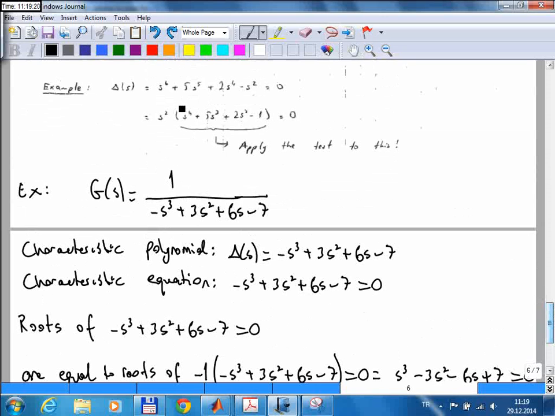In this example, if you apply the test to this polynomial, then you will find out whether there are any unstable poles in that part. And then you will say that in addition to the poles here, there are 2 poles at the origin, because from the square term there are 2 roots, and they are both at s equal to 0. You add that to the information you obtained from applying the test to this part.